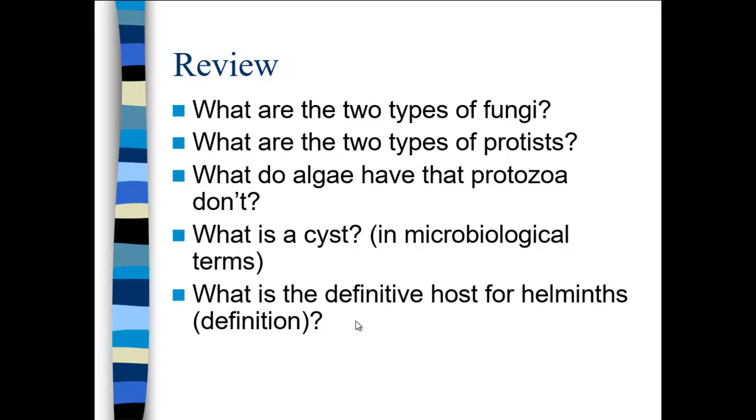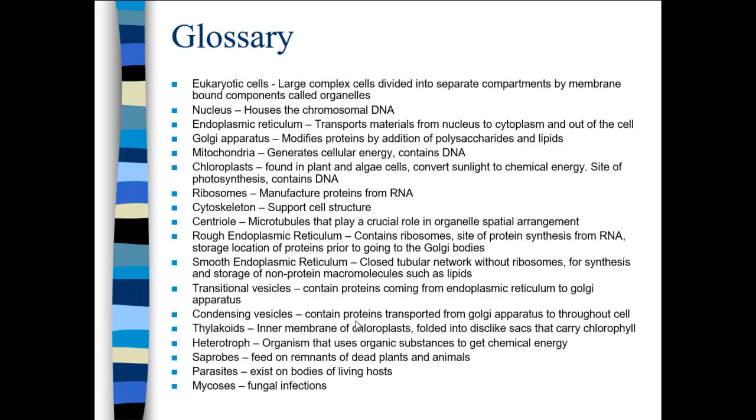The definitive or final host for helminths, that final host is where the helminth actually becomes an adult, so it allows for the maturation of the helminth to adulthood, and the definitive host is where mating occurs. And so after mating occurs, the pregnant helminths then migrate to the perianal region, and that's where they lay their eggs.